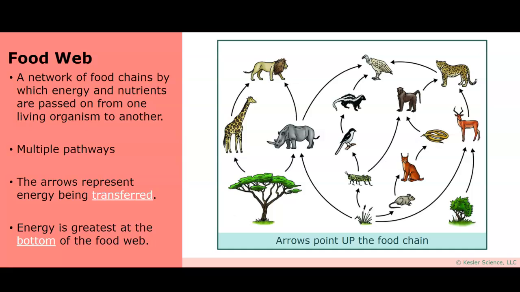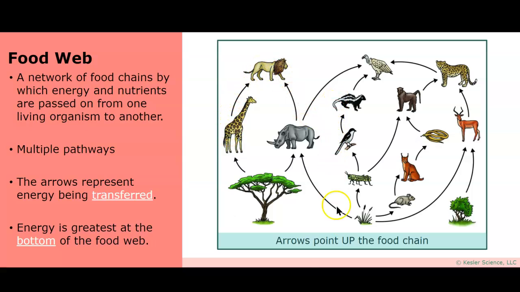Now, food web. We know about food webs. We've been learning a little bit about them. The arrows represent energy being transferred. So as we see in the arrow going up, it doesn't mean the giraffe eats the lion. That means the lion eats the giraffe, and the energy is moving from the dead giraffe to the lion.